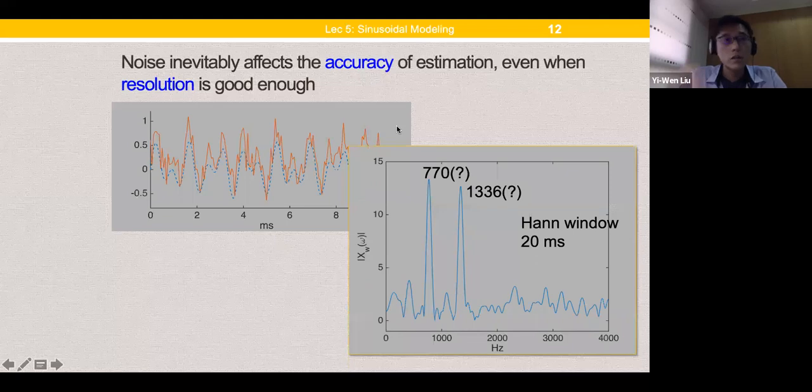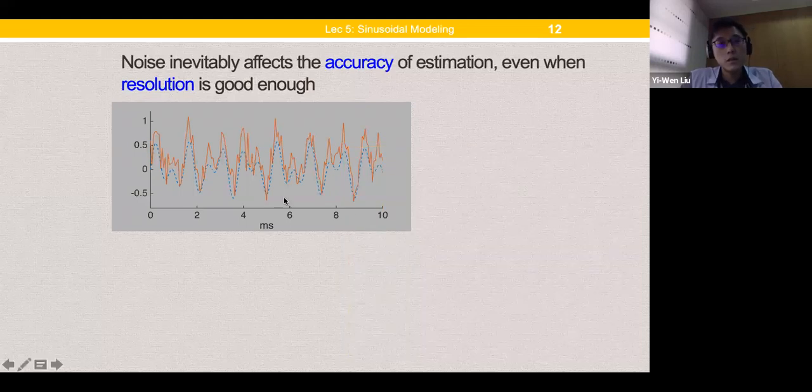So in this slide, we've talked about the resolution issue. Now comes the noise issue. We know that in any measured signal, inevitably, there always is noise. And the noise generally affects the accuracy of your estimation, even if the resolution is good enough. Even if you have a long enough window to resolve 2 peaks, noise is still a separate issue. So let's say, for example, the two-tone combination is as the dashed blue line is showing, and due to the additive noise, you see the result is noisy.